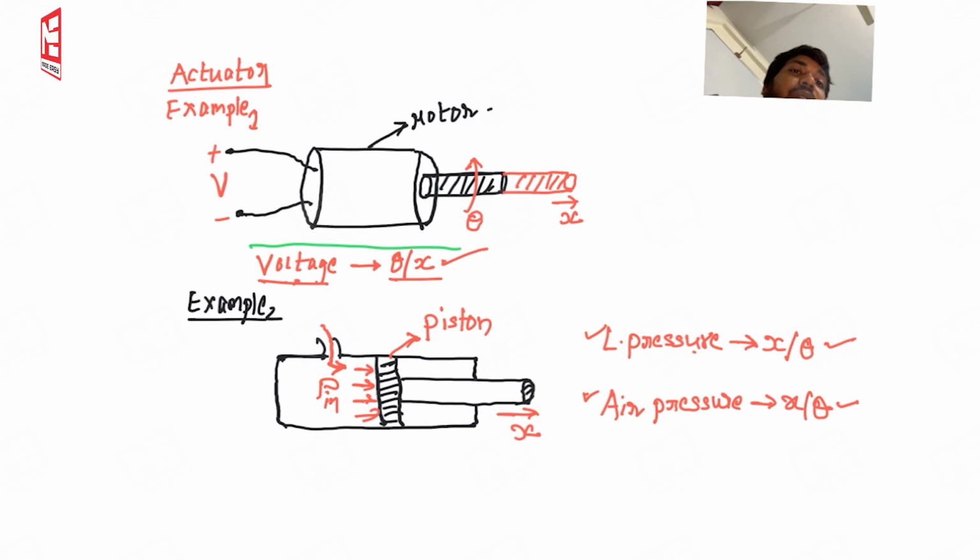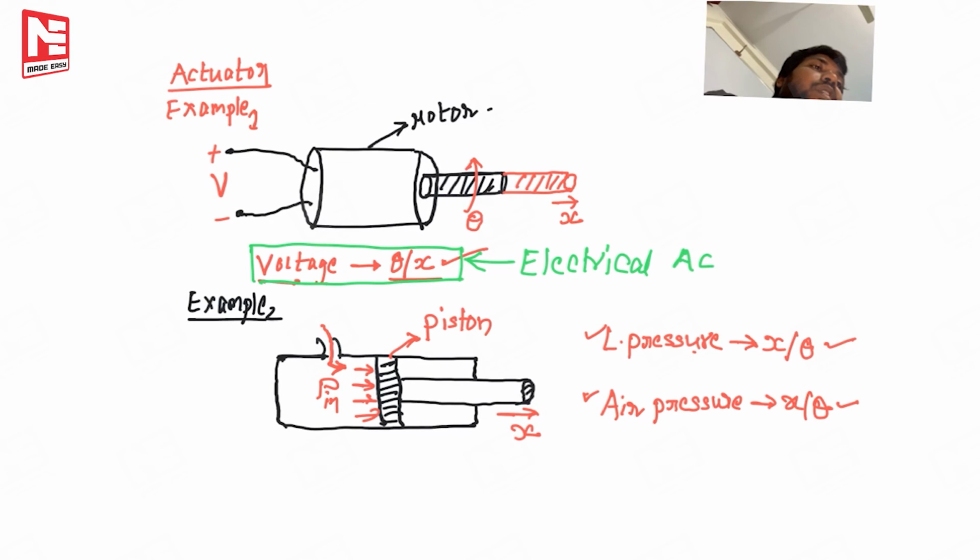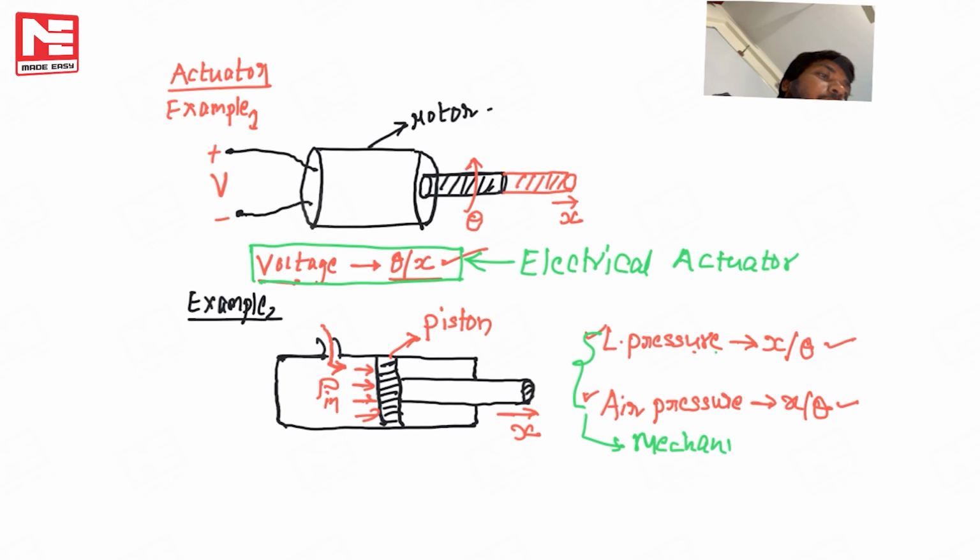Now the first device, that is the motor, is called an electrical actuator, because an actuator is a device which generates mechanical output. Now when we use the liquid pressure, it is called a hydraulic actuator. If we use the air pressure, it is called a pneumatic actuator. Both of these two are together called mechanical actuators.